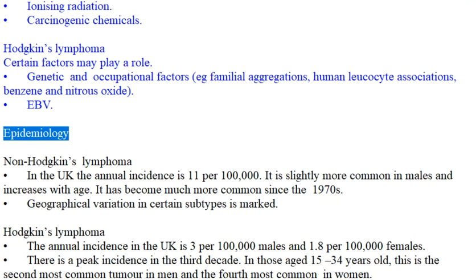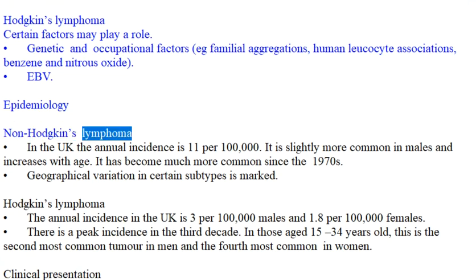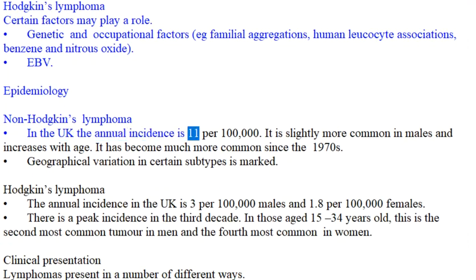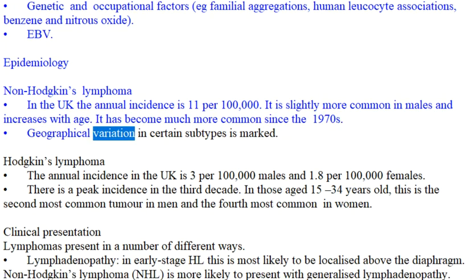Epidemiology. Non-Hodgkin's lymphoma. In the UK the annual incidence is 11 per 100,000. It is slightly more common in males and increases with age. It has become much more common since the 1970s. Geographical variation in certain subtypes is marked.